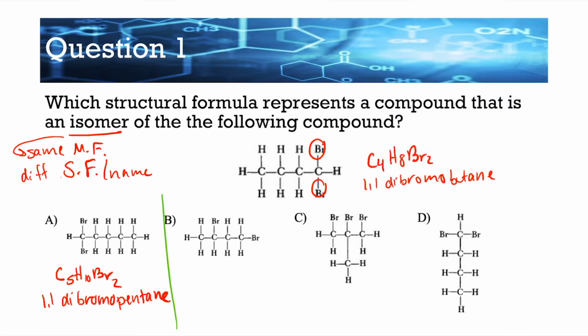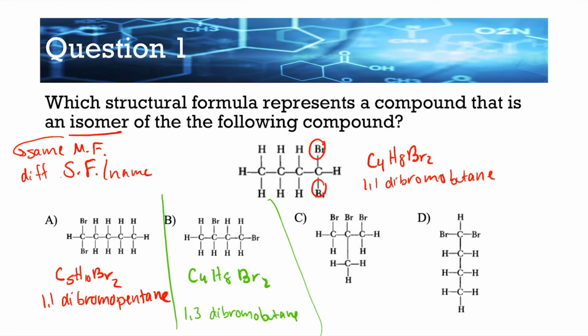B, we have the molecular formula C4H8Br2. Okay, so the formula matches the question. So that's one check. Let's name that. And it would be 1,3-dibromobutane. So that's very, very possible to be the answer. It is the answer. Let's just continue to make sure we're 100% correct.